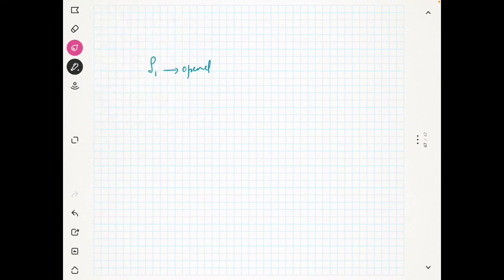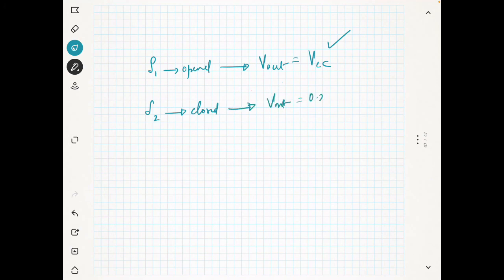Okay, so you have two conditions now. When the switch is opened, you have V out equal to VCC. That means you have a power supply. Now when the switch is closed, you have V out as 0.2 volt, or approximately 0 volt, you can say. So in this case, you have no power supply.